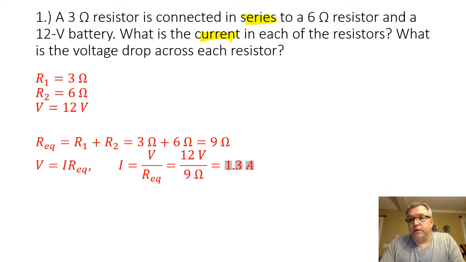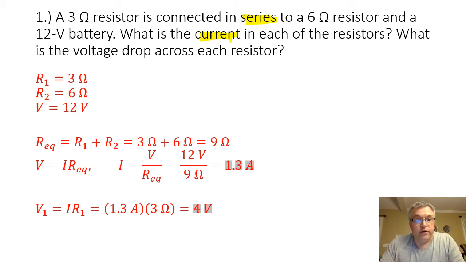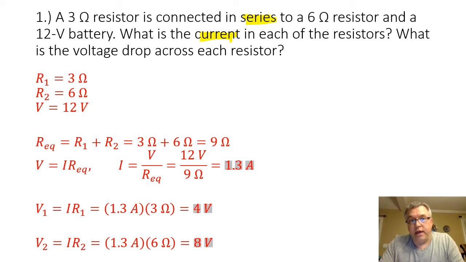The second thing they want us to find in this problem is what is the voltage drop across each resistor. So to find the voltage across each resistor, I have to use the resistance of each resistor when I calculate that. So to find the voltage across resistor 1, I need to multiply the current 1.3 amps times the resistance of resistor 1, 3 ohms. So 1.3 amps times 3 ohms is going to give me 4 volts. For the voltage across resistor 2, I multiply my 1.3 amps times the resistance of resistor 2, and that is going to give me 8 volts.